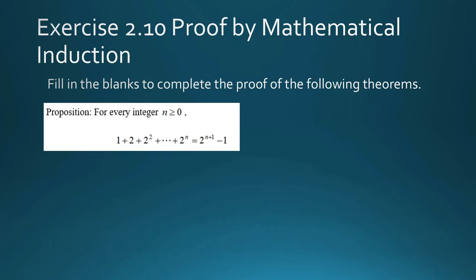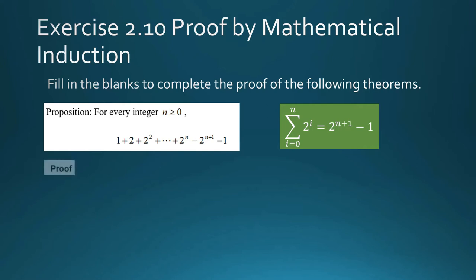So this is a finite geometric series. So how do we write that using our notation for the sigma notation? It's equal to the summation of 2 raised to i from 0 to n. And it's supposed to be equal to 2 raised to n plus 1 minus 1. So we shall begin the proof.